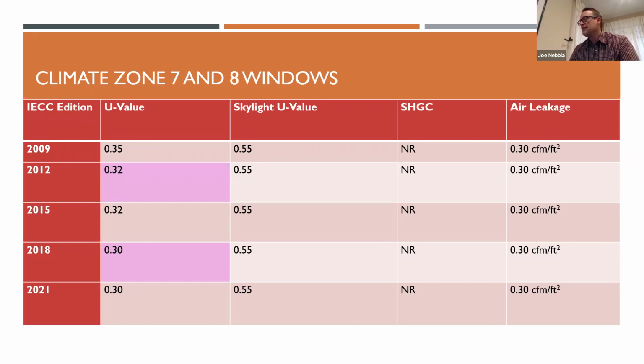Climate Zones 7 and 8, this isn't a lot of the country. It's very high altitude areas, some parts of the northern, small part of the north in the country, and then a lot in Alaska. But you see here very similar numbers to Climate Zone 6. Again, we moved to a 0.32 U-factor. Again, lower is better for U-factor in 2012, and then a 0.30 in 2018, and no change in 2021. So these climate zones aren't seeing real big jump in stringency from what they had in 2018 for windows.